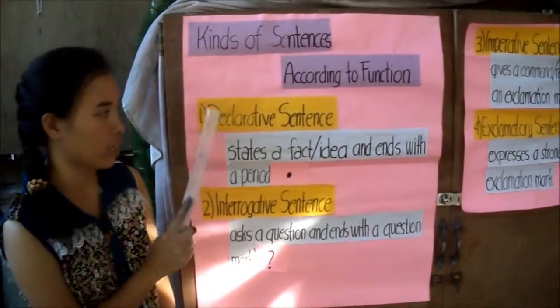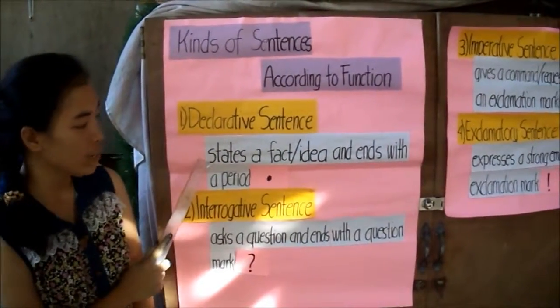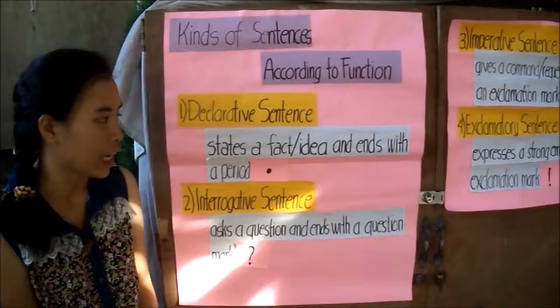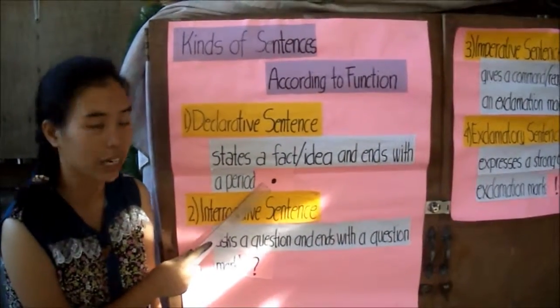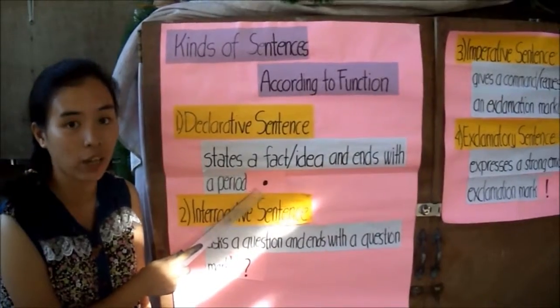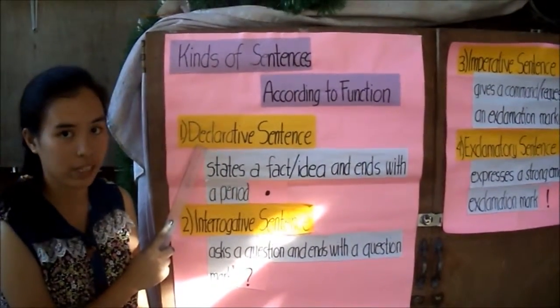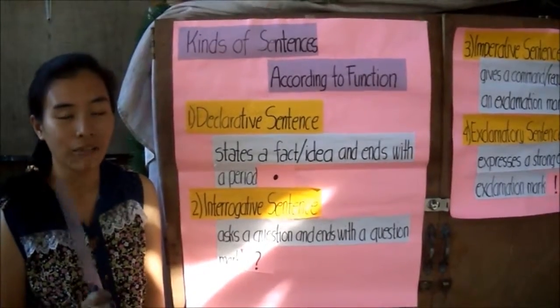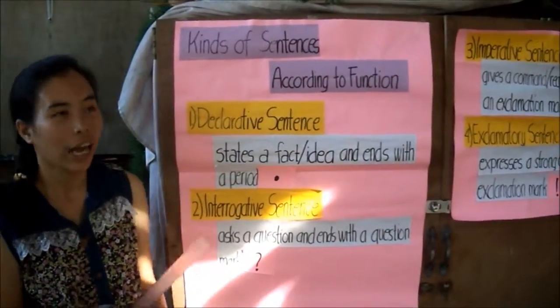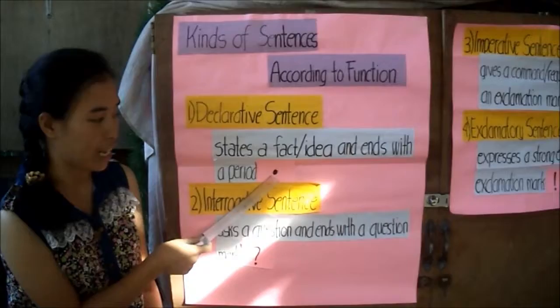The first one is the declarative sentence. A declarative sentence states a fact or an idea and ends with a period. A period looks exactly just like this, and this should be located at the end of each declarative sentence. For example, I own this ruler. It's a fact or an idea, and at the end of the sentence is a period.